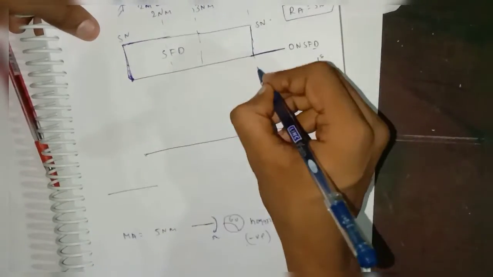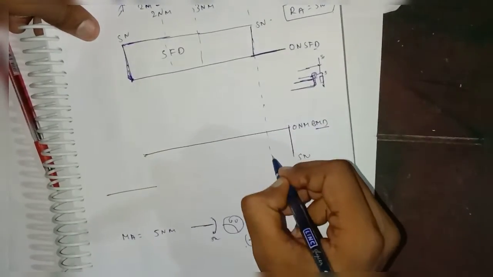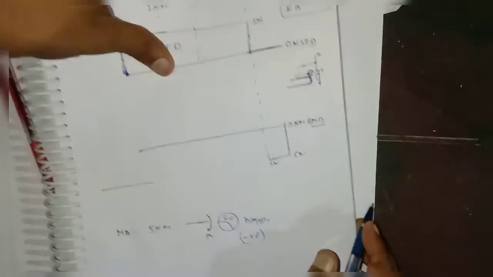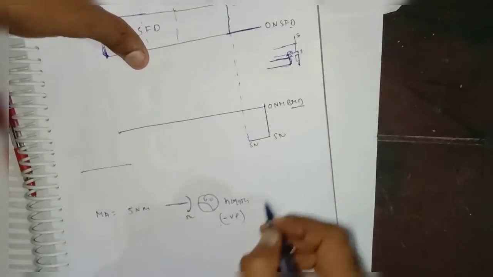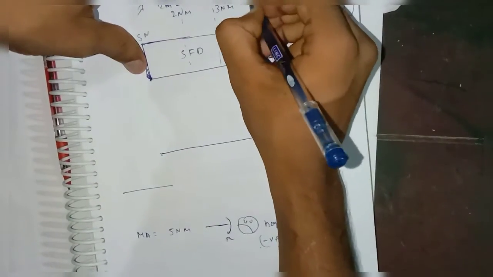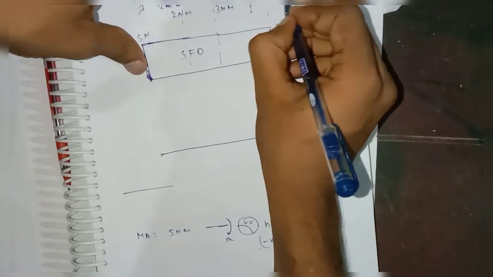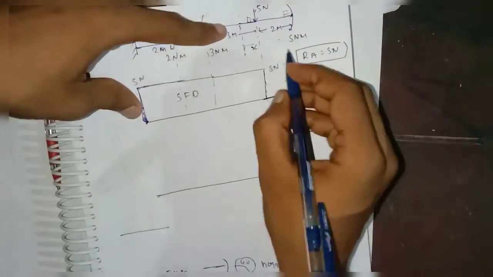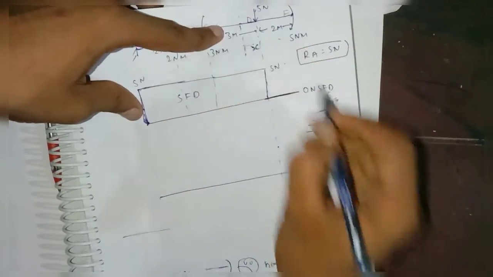Okay, and yeah, so up to this it is constant 5 Newton up to here, and this 5 Newton is coming. So see, this is 5 Newton, right? So suppose we want to find the moment at this, up to here, right? So suppose we assume some length. Suppose this length is x.